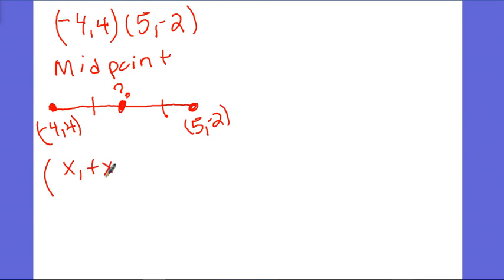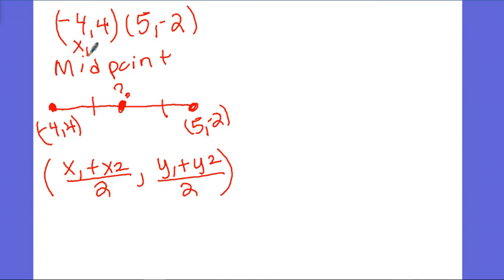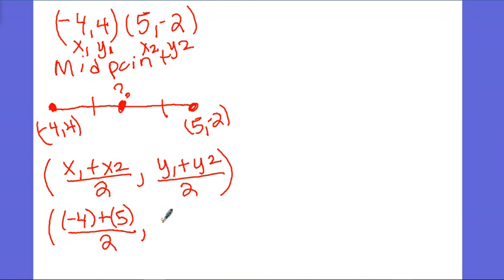Midpoint is x1 plus x2 divided by 2, comma, y1 plus y2 divided by 2. And let's do the math. Always label this. This is x in the first position, y in the first position. Or you can label it in your picture too. X in the second position, y in the second position. So you're just going to substitute in. So -4 plus 5 over 2, and then -2 plus 4.